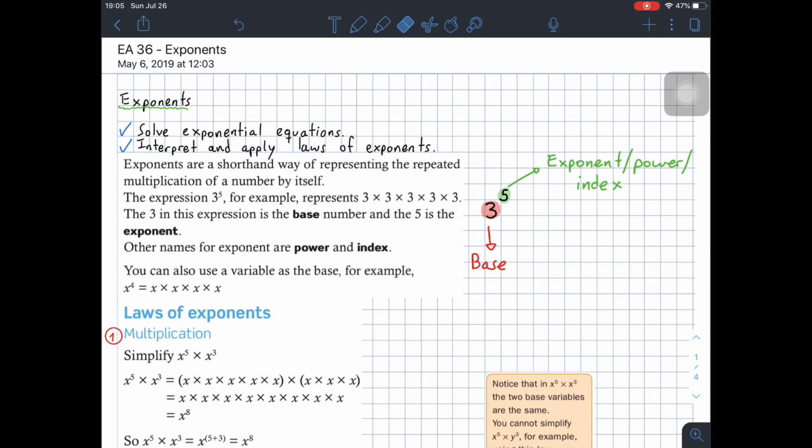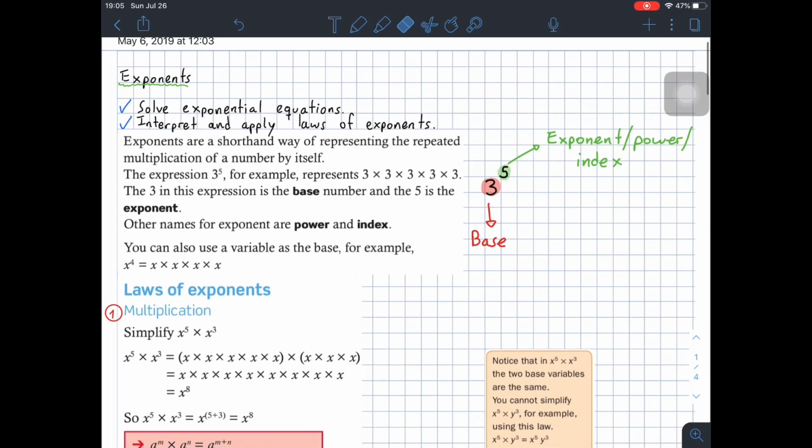So to begin with, we're going to start with the exponential function, and we're going to start with the basics, which is, first of all, defining what an exponent is. So this is electronic assignment 36, exponents. The objectives for the class are two. Number one, solve exponential equations, and number two, interpret and apply laws of exponents.